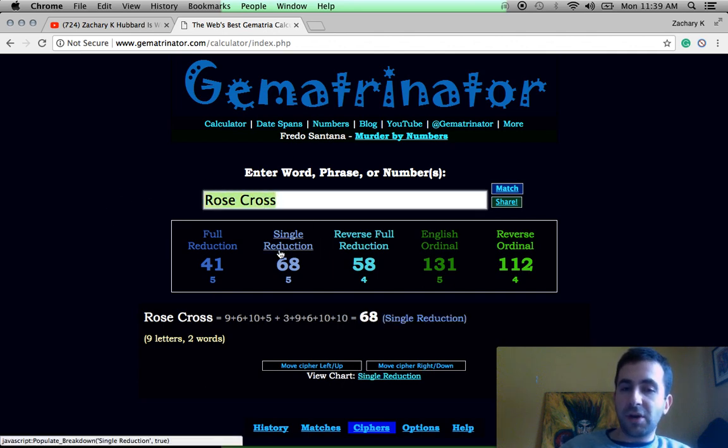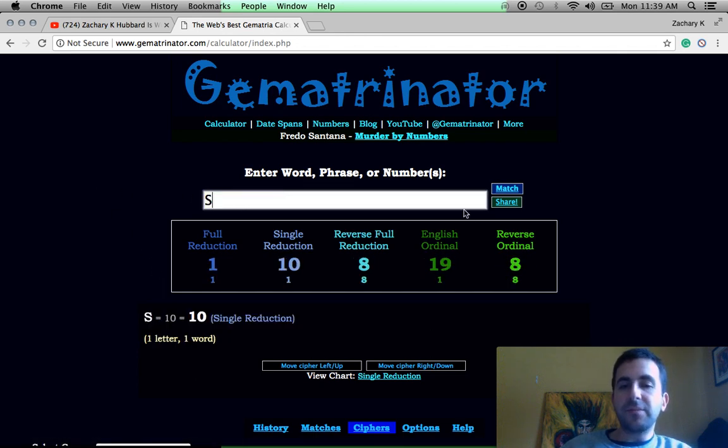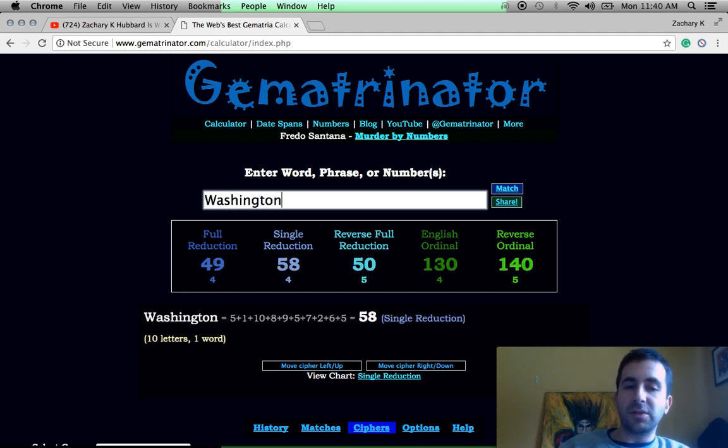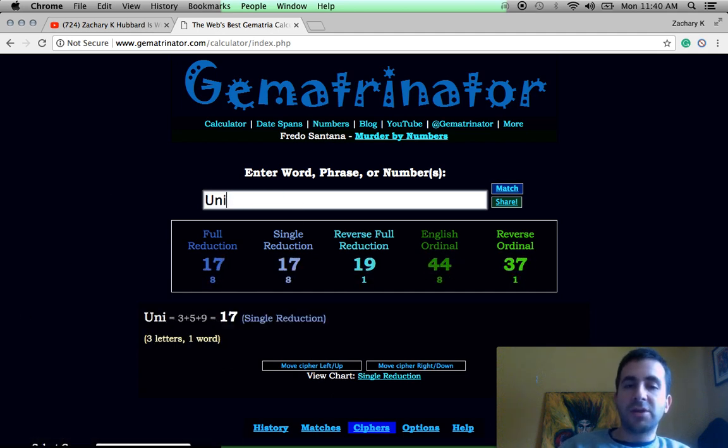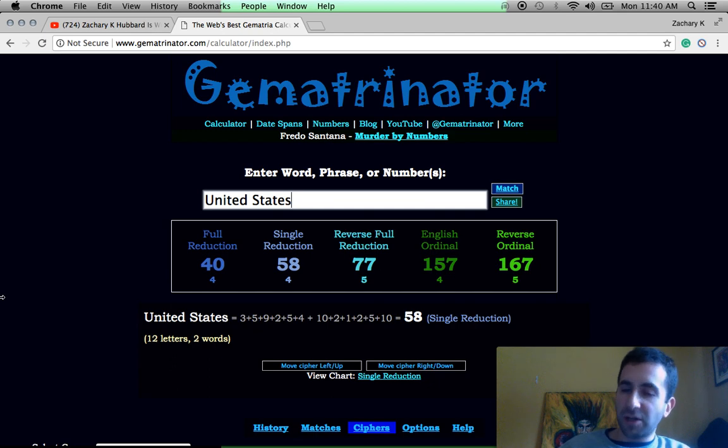And there's something called, well, Derek calls it the single reduction on his calculator. What this is, I'll just show you. We'll put an S up here. S is the 19th letter. 1 plus 9 equals 10 in reduction. 1 plus 0 equals 1. S is the only letter you have to add together 2 times to get to a single digit. So S can be 1 or 10. When you do this, Washington equals 58. So does United States. Washington, named after a Freemason. United States, a nation built out of Freemasonry. An agenda.